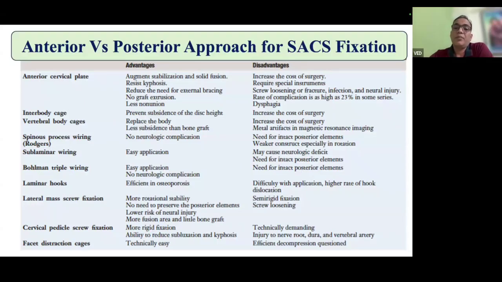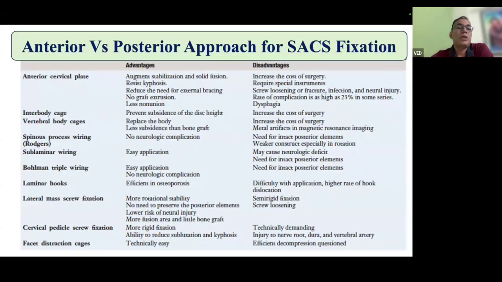And if we go anteriorly, there may be a risk of dysphagia and dysphonia because of injury to the recurrent laryngeal nerve. Interbody cage, what are the advantages? It prevents subsidence of the disc height. Increased cost is a known disadvantage. Vertebral body cages replace the body of the vertebra in case of burst fractures. They provide less subsidence than bone graft. Cost is the limiting factor.